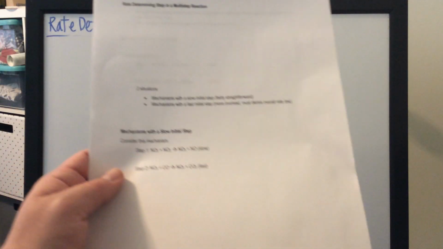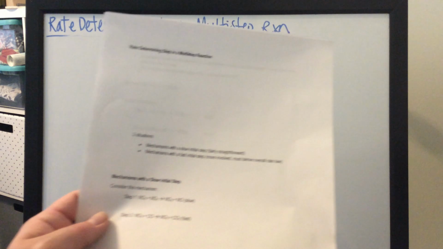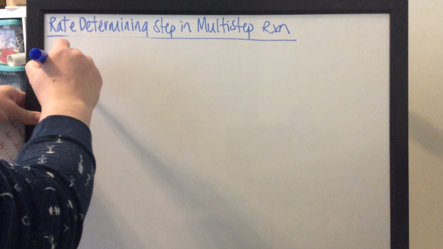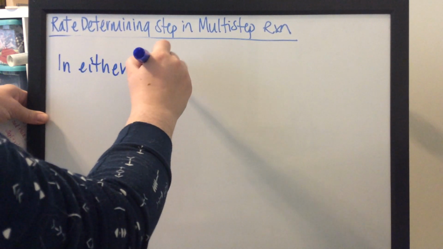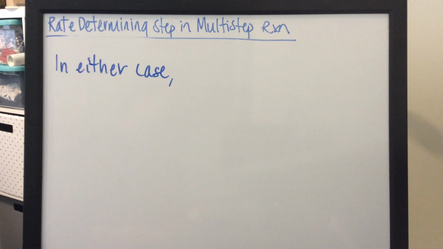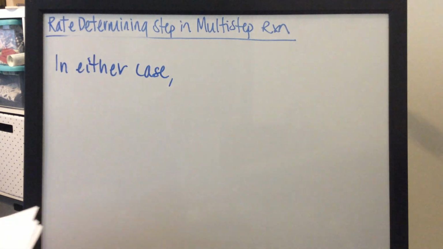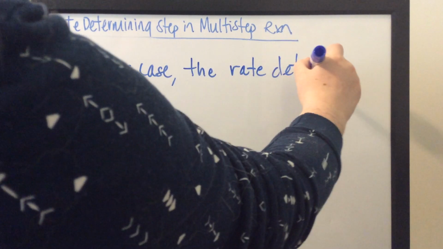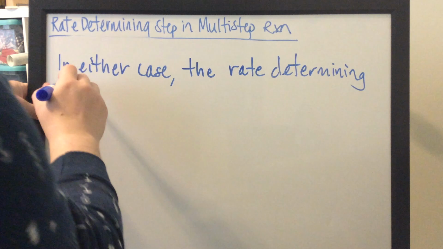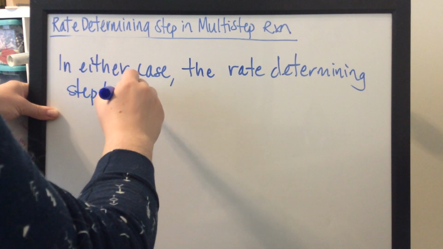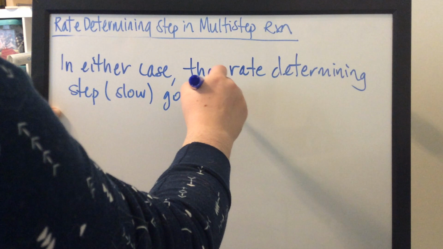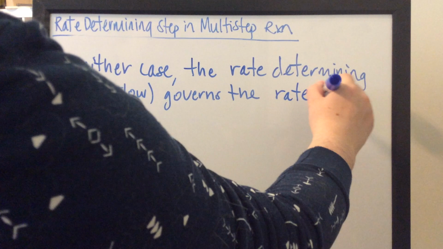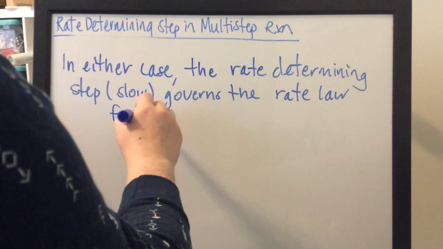But first, underneath kind of this bullet point in that little space, I think what I want you to write is this, because it's a takeaway. In either one of these cases, okay, whether it's the fast first step or the slow first step, the rate determining step, which we said was the slow one, governs the rate law for the entire reaction.